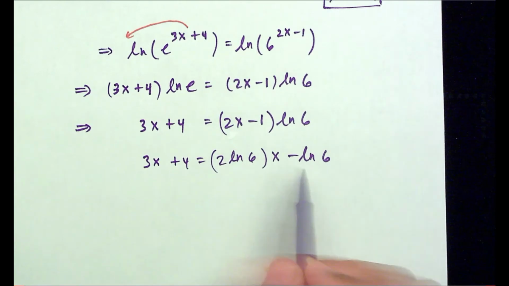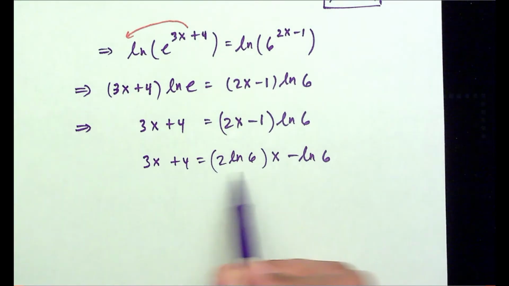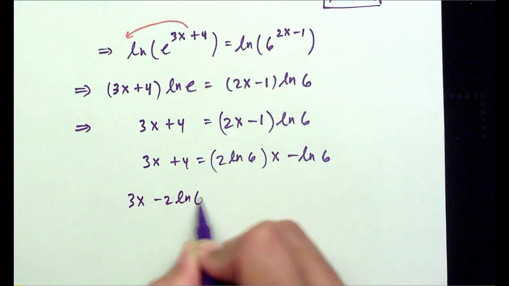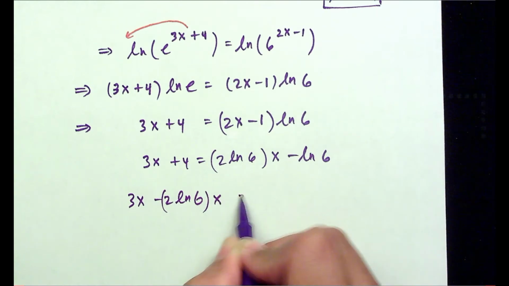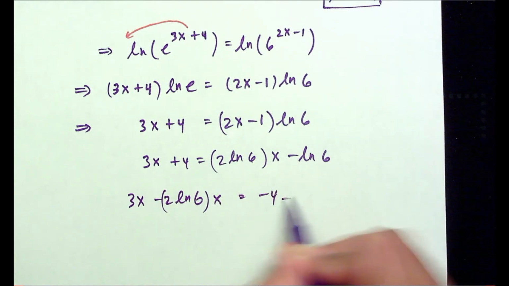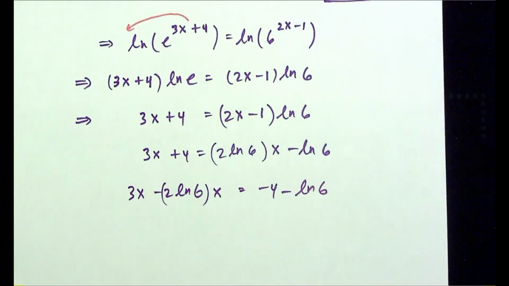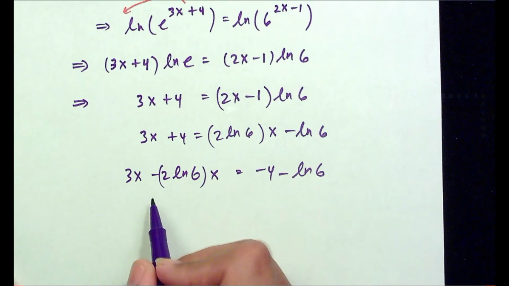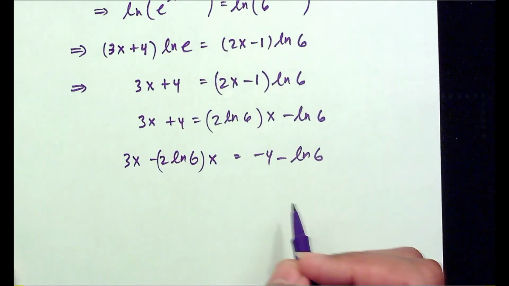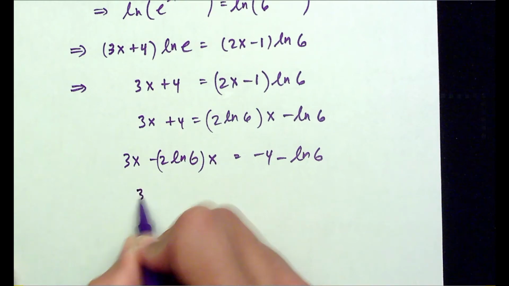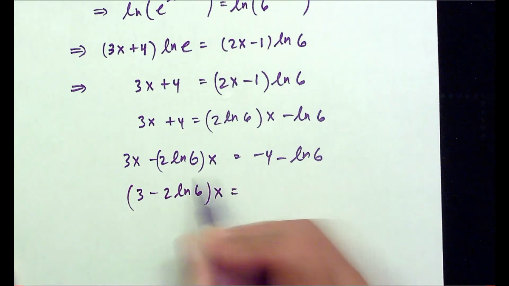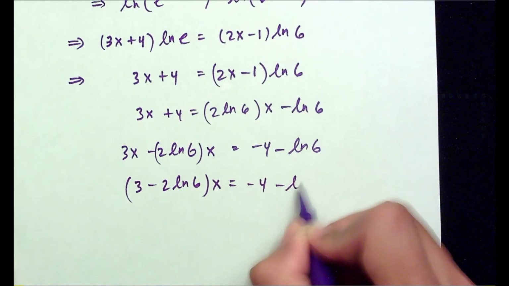Okay, then now we can move this term to the left. So this will be 3x minus 2 ln of 6 x, and then move the 4. So this will be negative 4 minus ln of 6. And then the x is a common factor, so you can factor it out. So we get 3 minus 2 ln of 6 times x, equals negative 4 minus ln of 6.